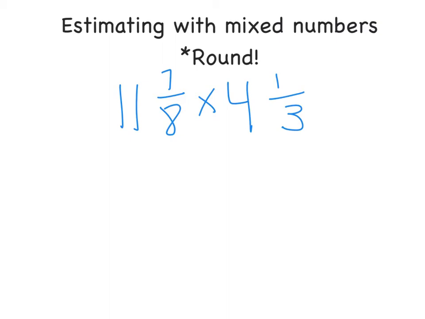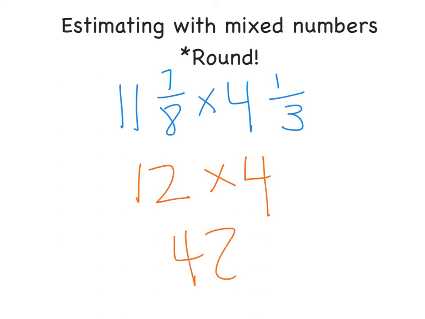11 7/8 is closest to 12, and 4 1/3 is closest to 4. Now, it's easy because I just have two whole numbers to multiply together. 12 times 4 is 48. So with two mixed numbers, just make them into easy, close whole numbers by rounding and then multiply.